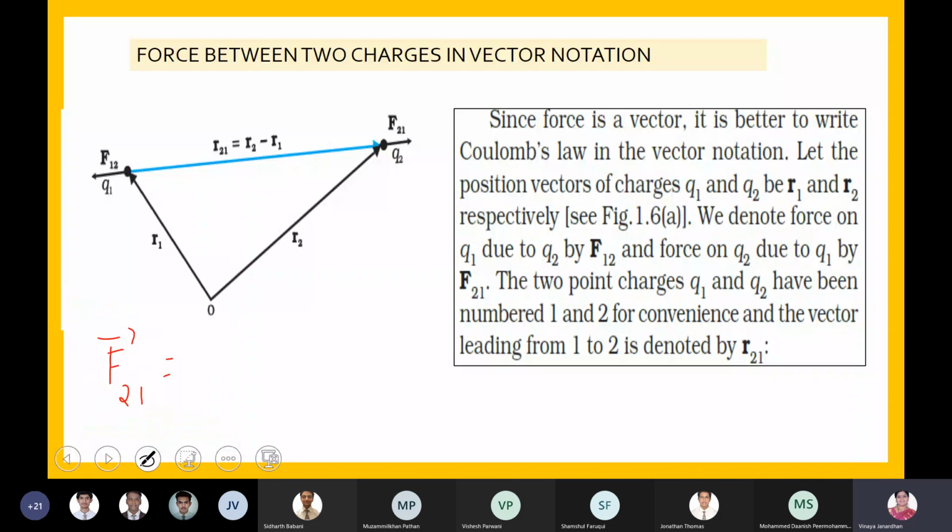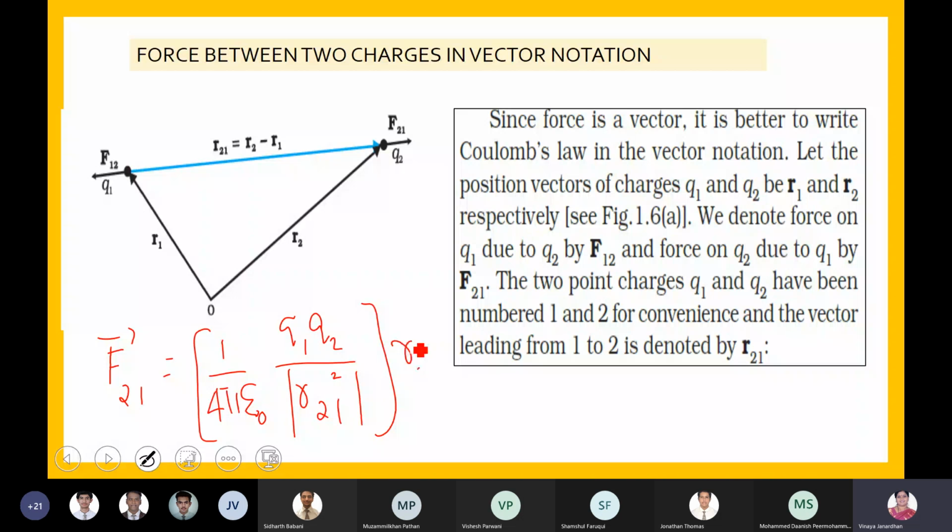F21 vector is equal to 1 by 4 pi epsilon naught Q1 Q2 divided by R21 squared into R21 cap. Mark this as equation 1. Is that correct, boys? So you can see that F12 is negative of F21.